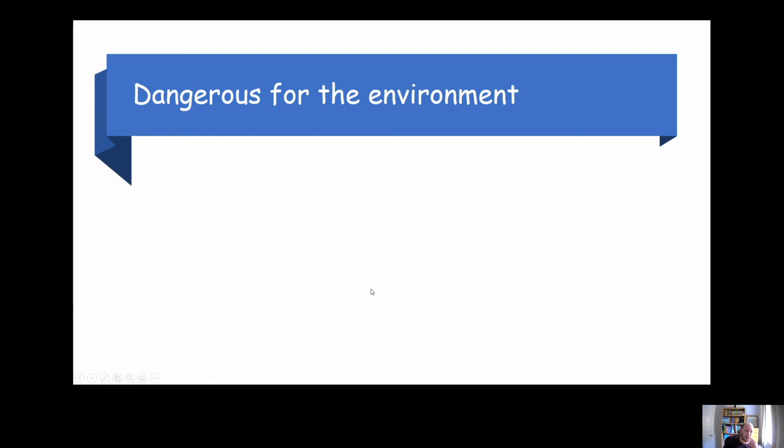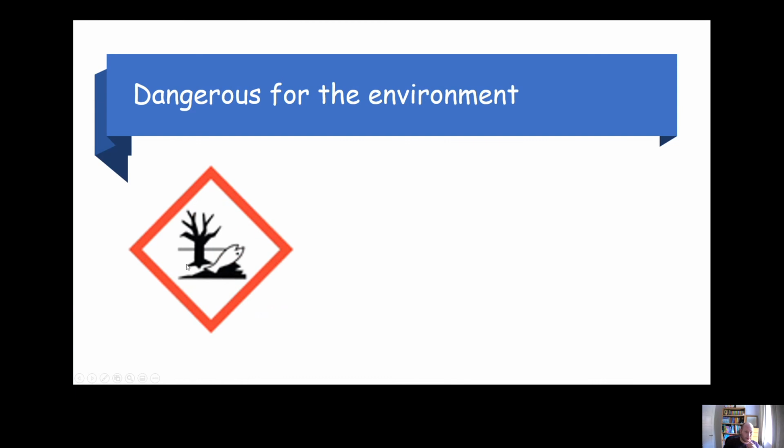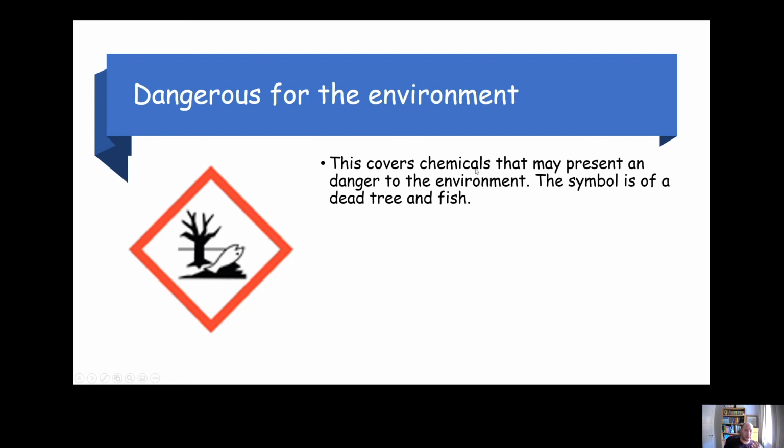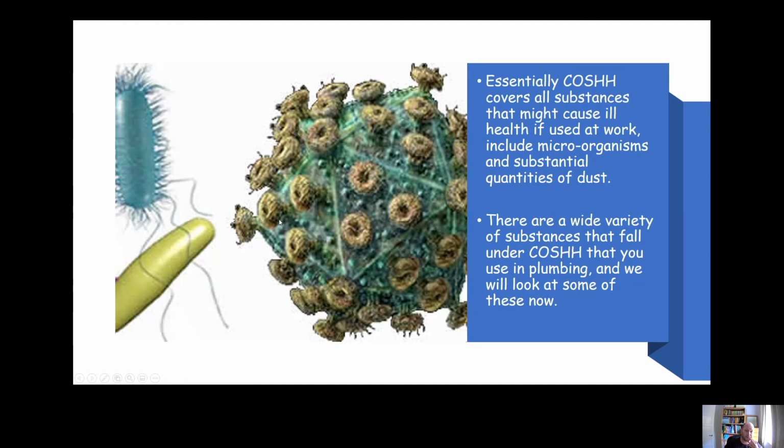Okay, and now dangerous to the environment. You can see here we've got a sort of dead tree and fish, and the dangerous to the environment symbol would be on anything that is potentially dangerous to the environment. It means that it's going to be toxic to aquatic life with long-lasting effects, and you might find that in pesticides, biocides, petrol, turpentine, etc.